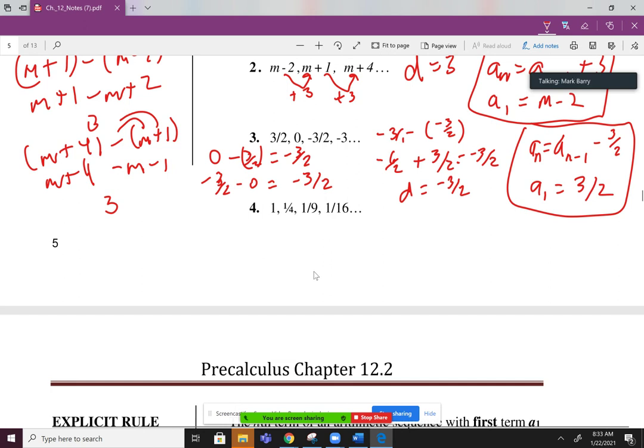All right, one more. I'm going to show my work again on this one. So we'll do a2 minus a1.